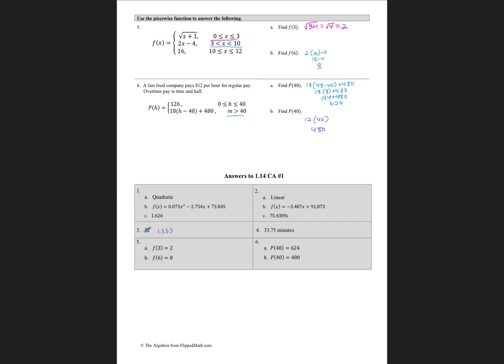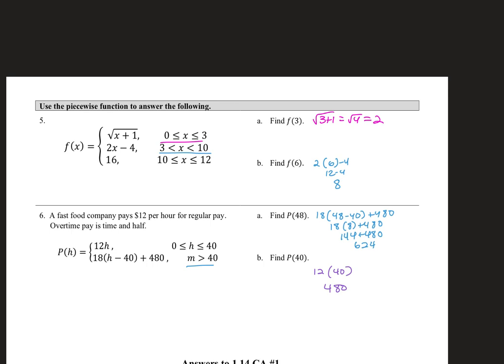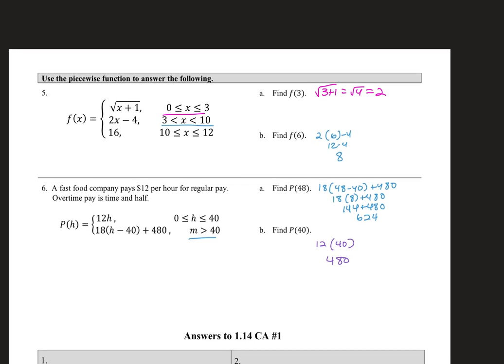And then the piecewise functions, any questions on those? So A was 2, B was 8, and then A was 624, and B was 480. Can I see your work for 4?